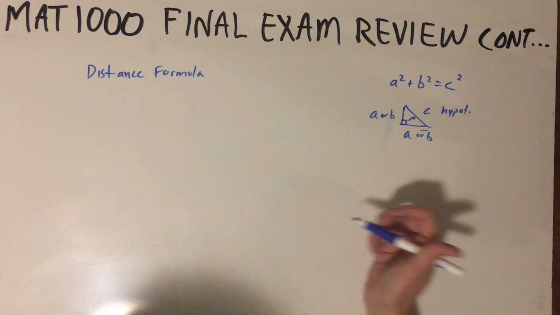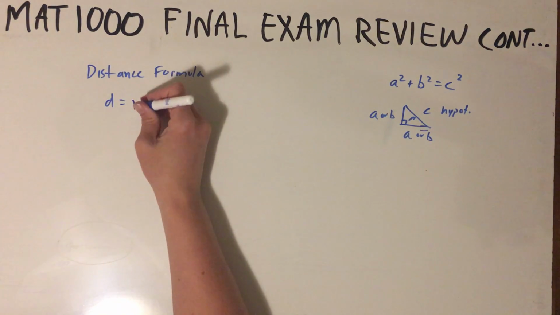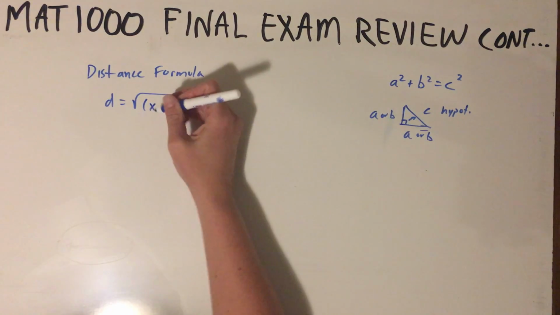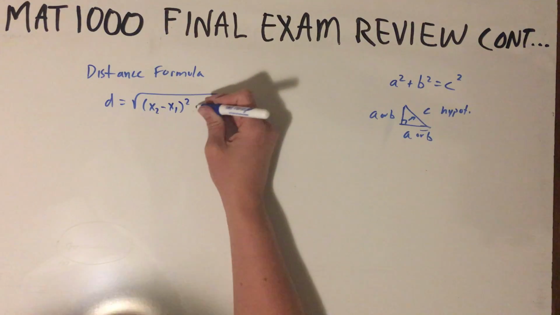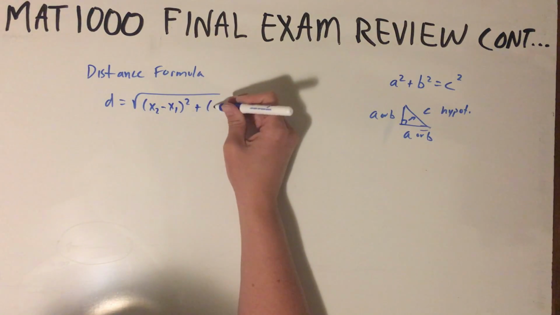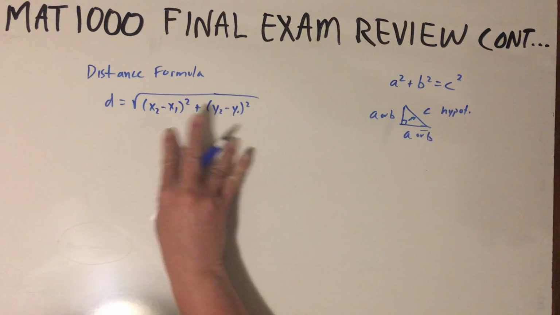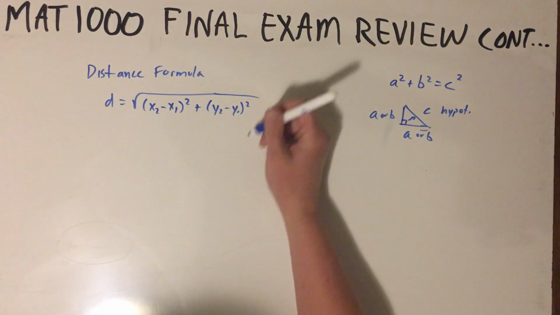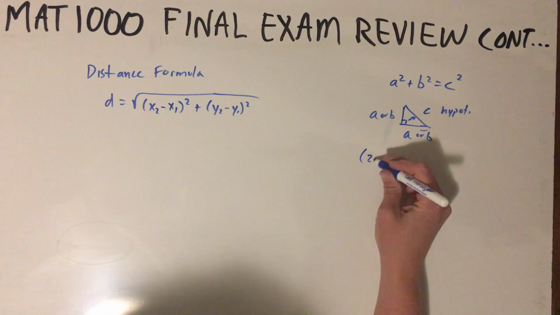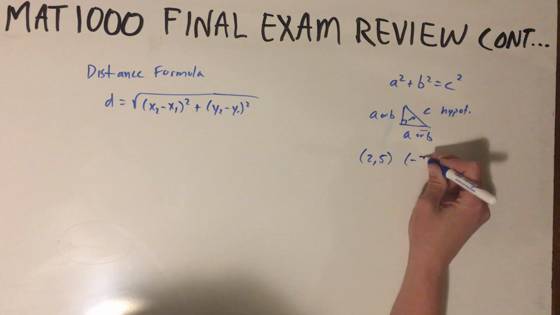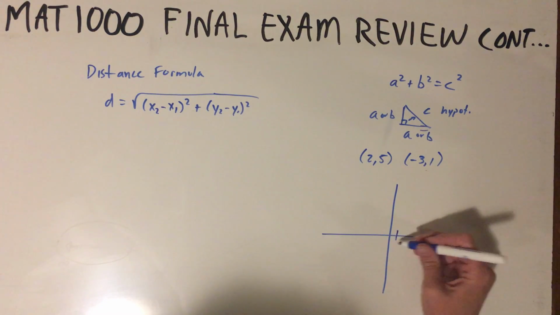All right, well, how does this relate to the distance formula? The distance formula is going to be equal to, now this is going to seem super crazy, x2 minus x1, we're going to square that, plus y2 minus y1, and we're going to square that. This is because we're talking about ordered pairs. So I'm going to draw what this looks like over here. Say I have the ordered pairs (2, 5) and (negative 3, 1). I'm just going to graph those real quick so we can actually see what we're doing here.